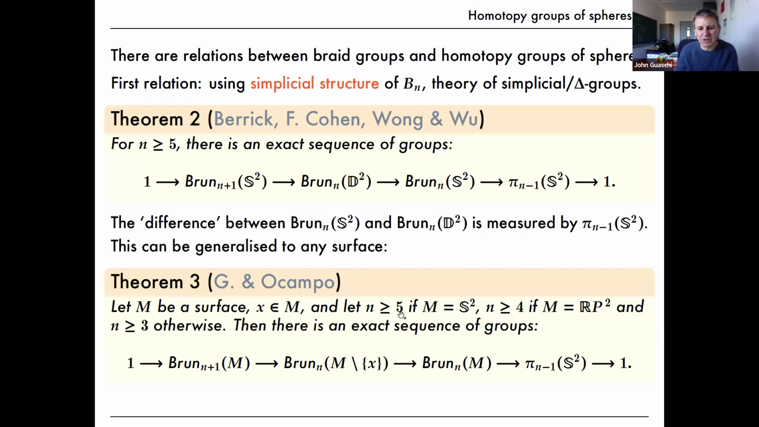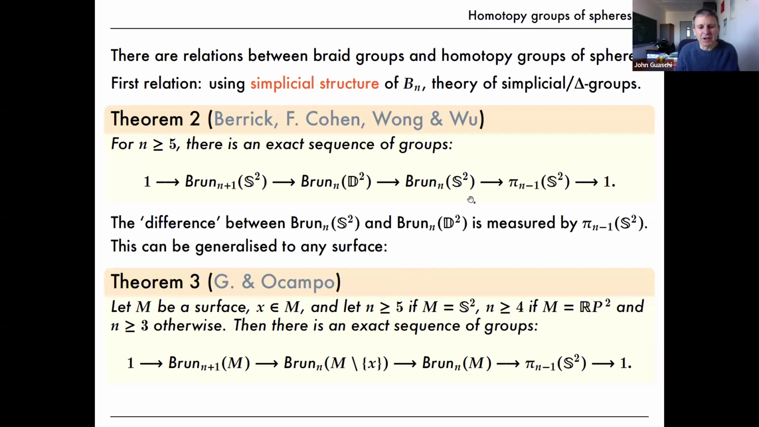So we need n to be at least 3, and 4 or 5 if we look at the projective plane or the sphere. So if you look at the case of the sphere, then we recover Theorem 2 as a kind of corollary, you might say.